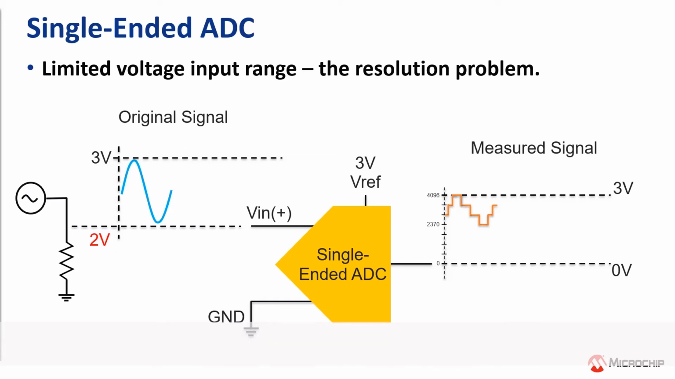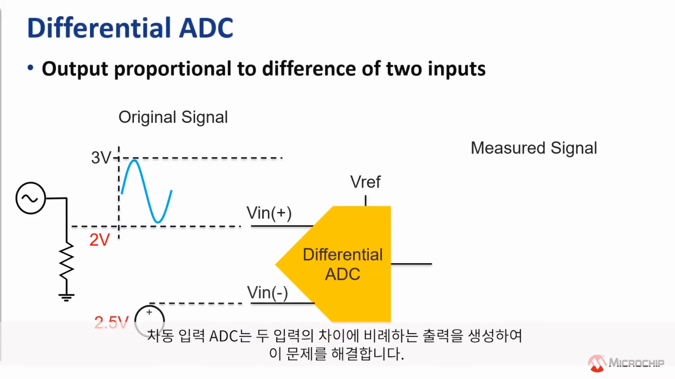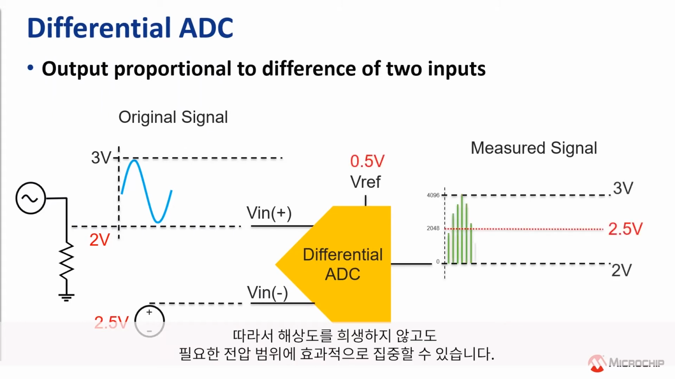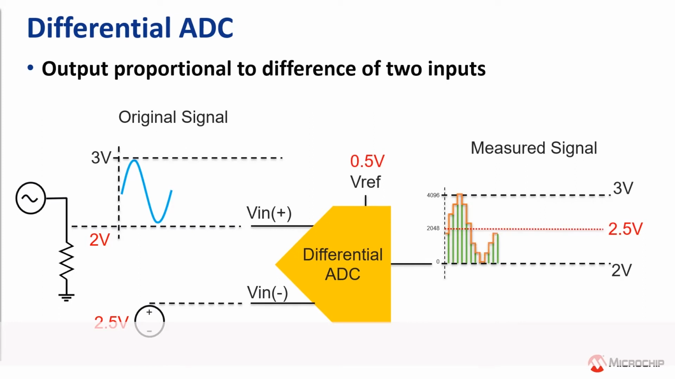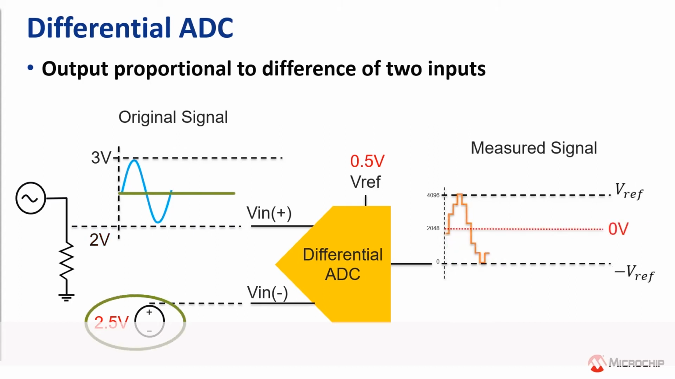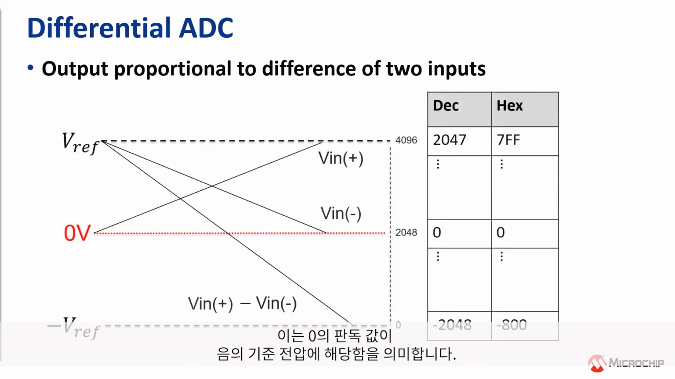10-bit ADC. A differential input ADC will solve this by generating an output proportional to the difference of the two inputs, allowing us to effectively focus in on the voltage range we are interested in without sacrificing resolution. This is accomplished by setting the negative input equal to the midpoint of the expected input voltage range. The result will be a signed integer around a midpoint of the negative reference voltage. This means that a reading of 0 will correspond to the negative reference voltage.